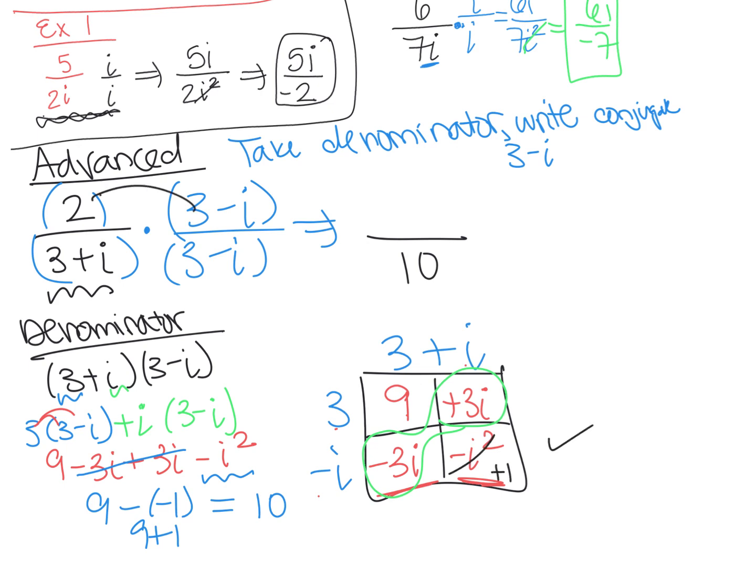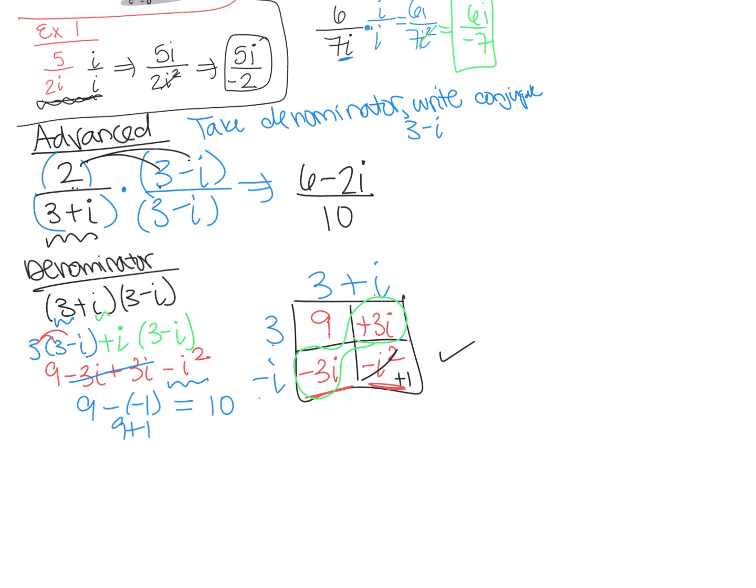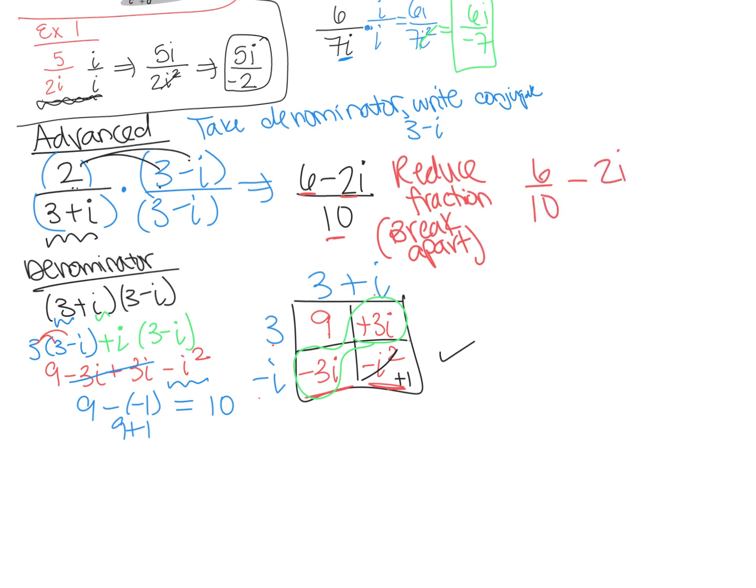Now, on my numerator, I just distribute. And I do 2 times 3, which is 6, and 2 times -i, which is -2i. However, in this case especially, I'm not finished because I can reduce my fraction. Sometimes we won't be able to, but these are all divisible by 2. To reduce our fraction, I think they're going to prefer for you to break it apart. So that's what I'm going to do. I'm going to do 6 over 10 minus 2i over 10.